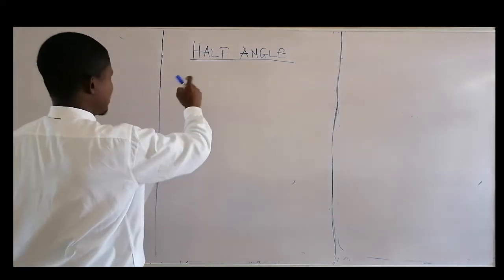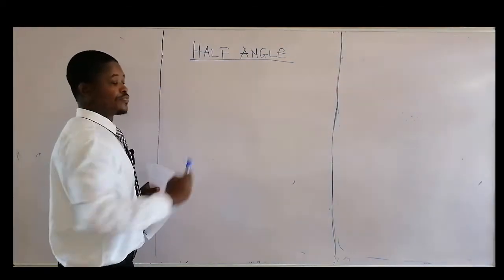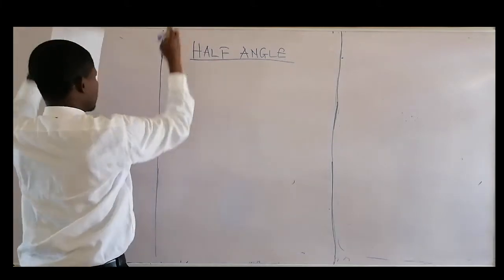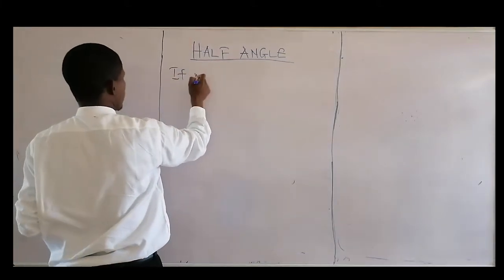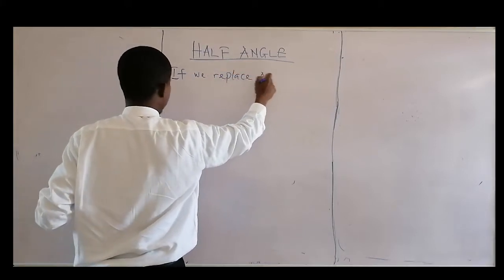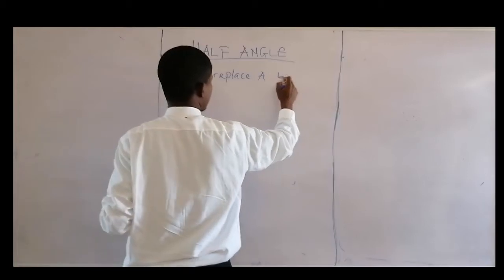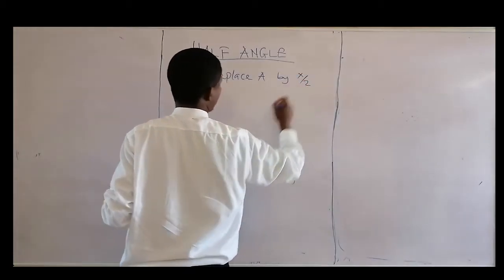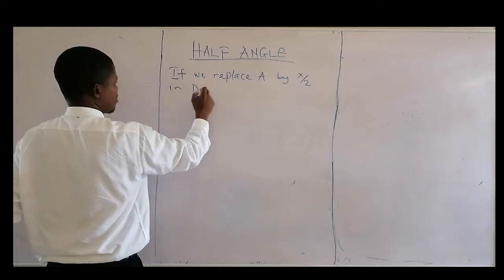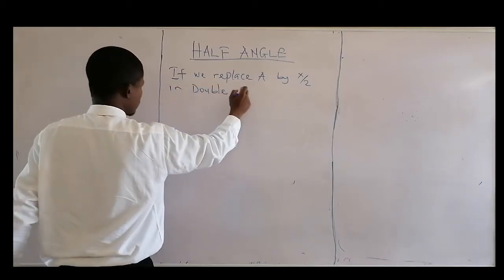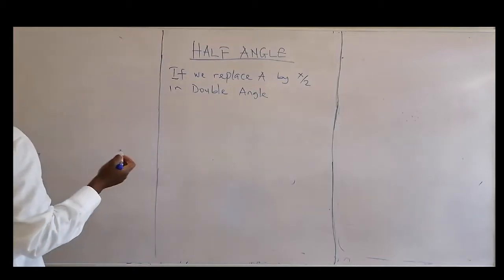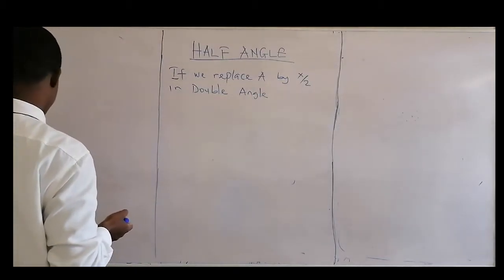Yeah, we are looking at half angle. So if we replace a by x over 2 in double angles, in double angle, replace a by x over 2.